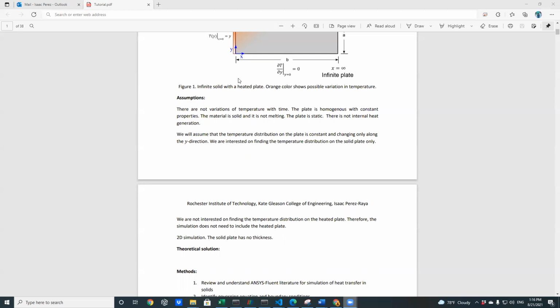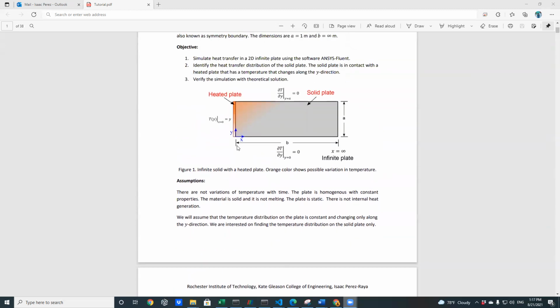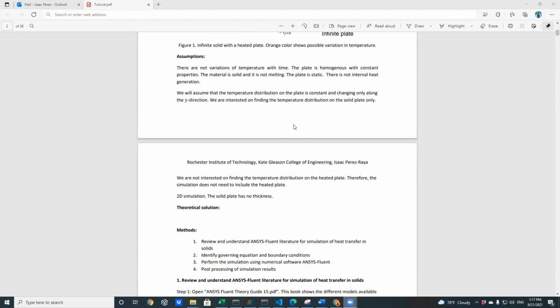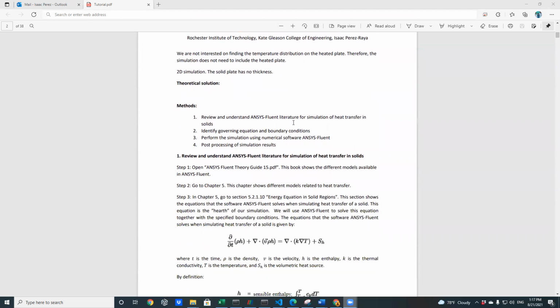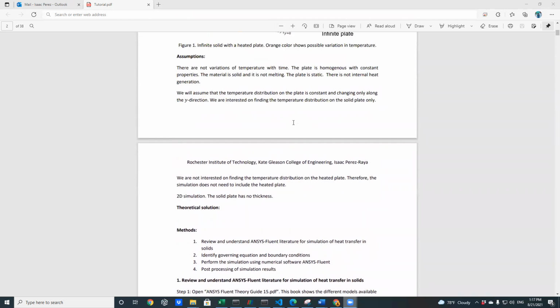Also, we are interested in finding the temperature distribution on the solid plate only. We are not interested in finding the temperature distribution on the heated plate. Therefore, the simulation does not need to include the heated plate. So only in this region. It is a 2D simulation and the solid plate has no thickness. This problem has a theoretical solution.